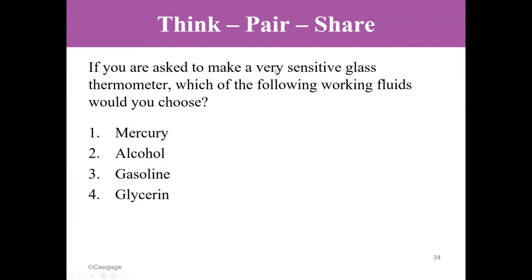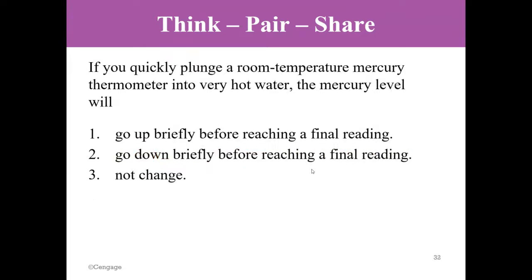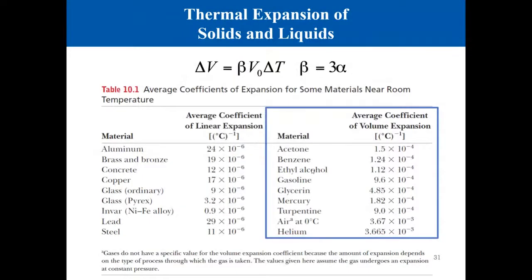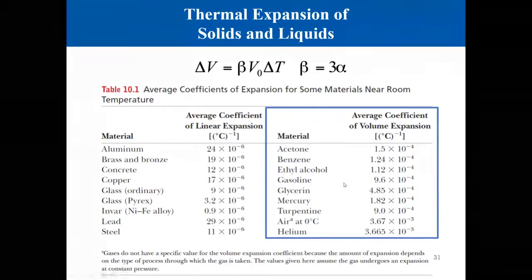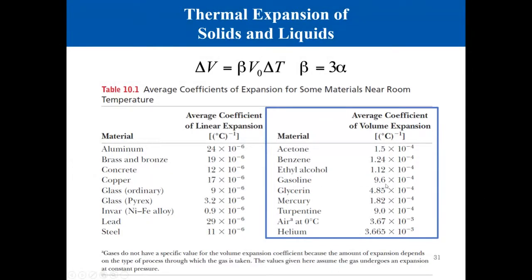You need something that is really sensitive. In other words, the coefficient of thermal expansion needs to be the highest, so that you can check on the slightest change in temperature. Shall I go back to the table? So which is the one with the highest coefficient of thermal expansion? It will be gasoline, right? Do we agree on that?